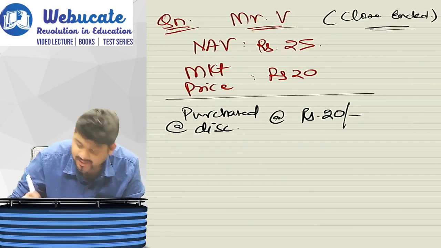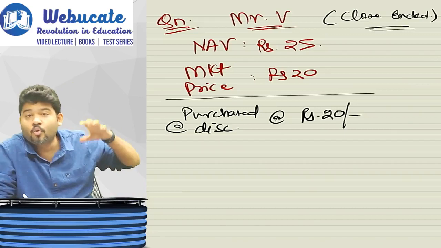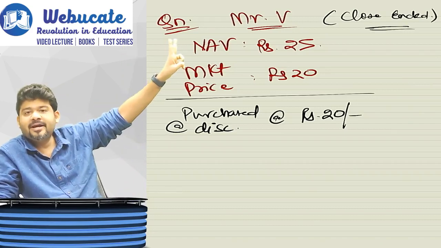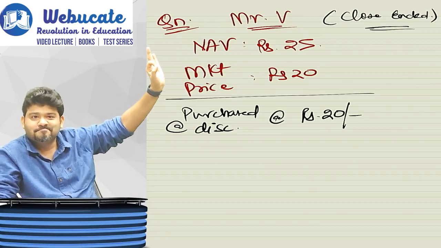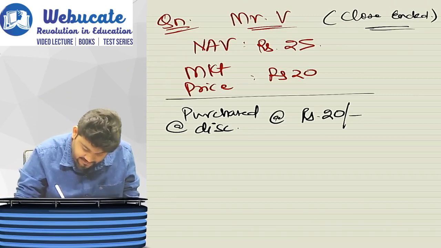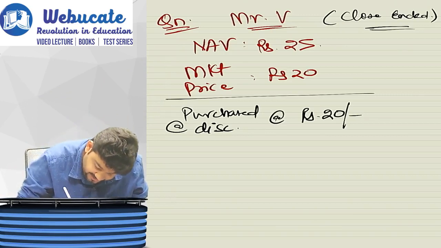In the break, Parmi had asked me a question that suppose if this was an open-ended fund, then the purchase will be at NAV, then the sales will be at NAV. Full stop. Okay. Purchased at a discount of rupees 20. So, purchase price is 20.